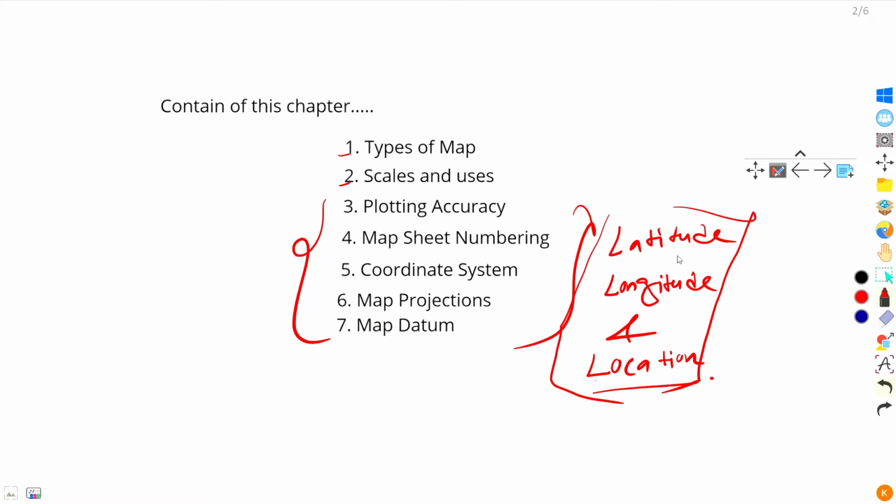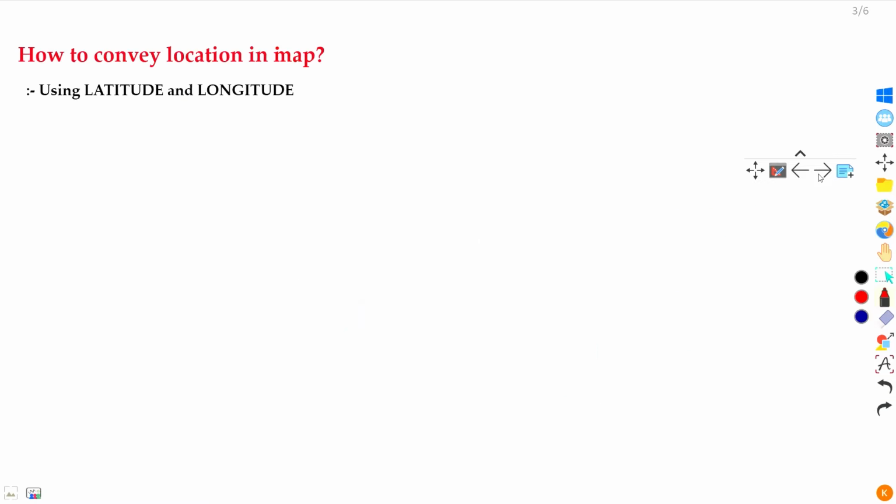So for that, the first question that comes is how to convey location in a map. For conveying location in a map, we use latitude value and longitude value. Using latitude and longitude value, we can easily convey a location on a map. So now the question in your mind is what is latitude and what is longitude? Let's start with latitude.